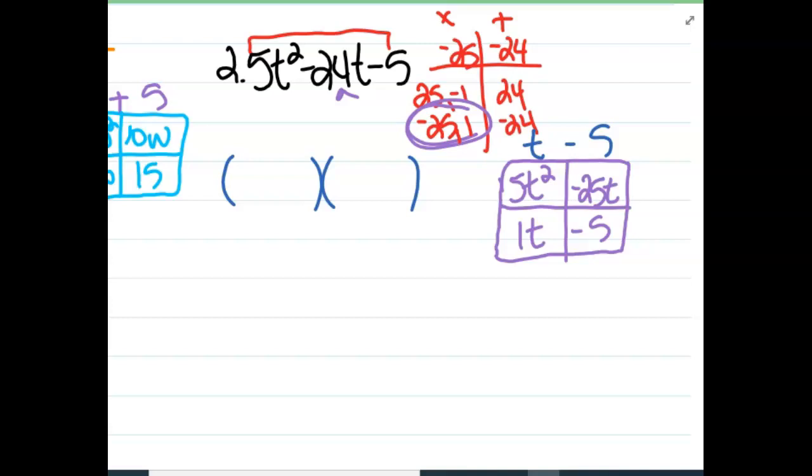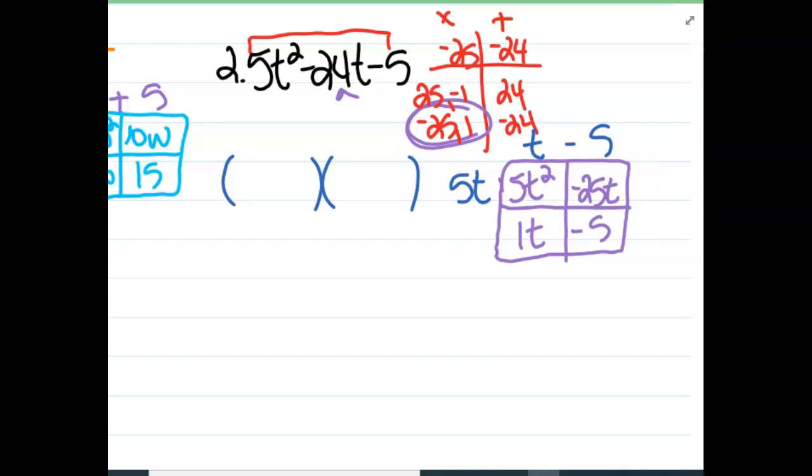Okay? What about this column? 5t squared and 25t? Okay, 5 and what else? Now, this 5t is going to be positive, because see how the 5t is positive, it's closest to it? That term is going to be positive.